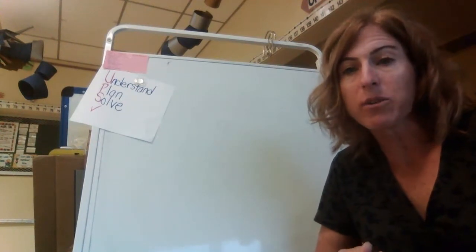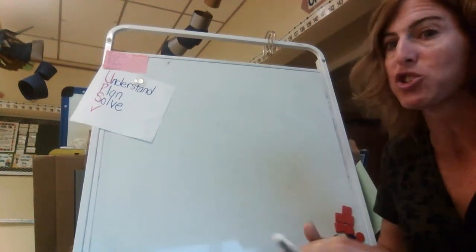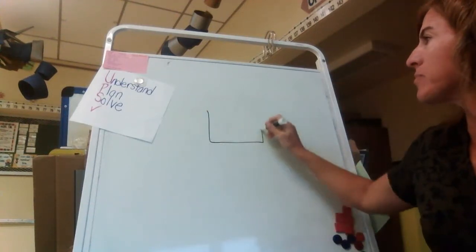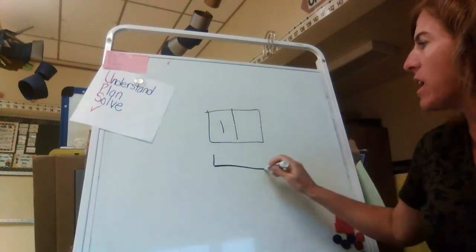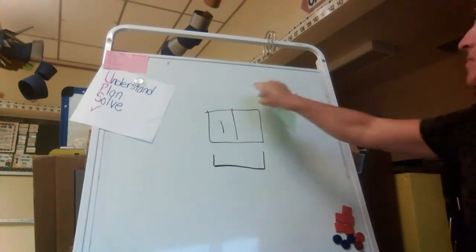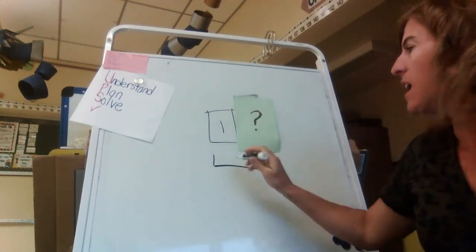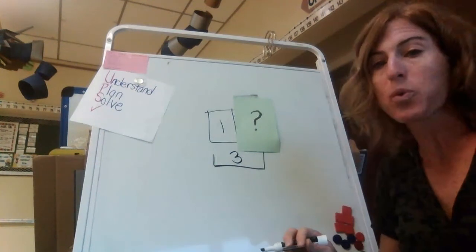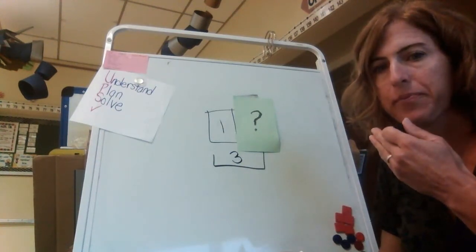Now, another part that we have to work on is the part that is part whole. Remember, that's our mystery number. So in my mystery number, if I have 1 on this side, a mystery number on this side, and I know that there's 3 total, how do we figure that out?